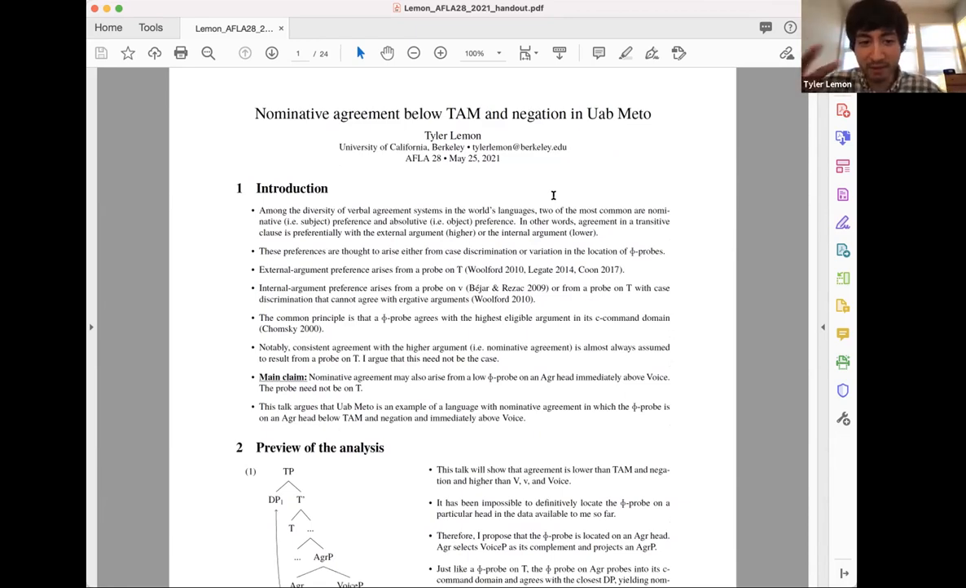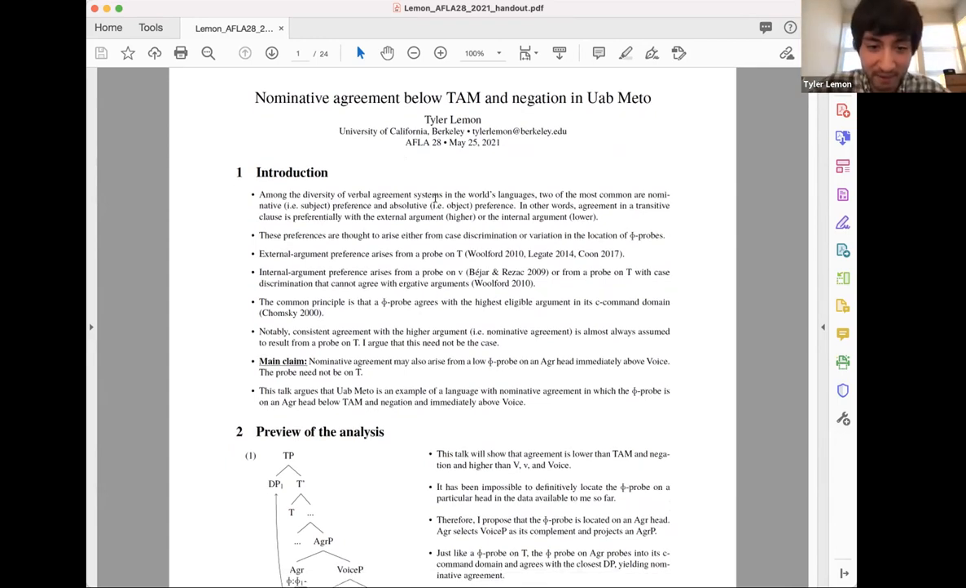So there are lots of different ways of agreeing in the world's languages. And among those different ways of agreeing, two of the most common are what you might call nominative, i.e. subject preference, and absolutive, i.e. object preference. Another way of putting this would be that if you have a transitive clause, agreement is preferentially either with the external argument or the internal argument.